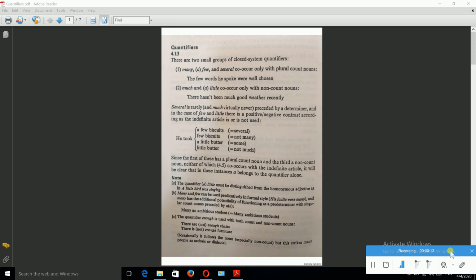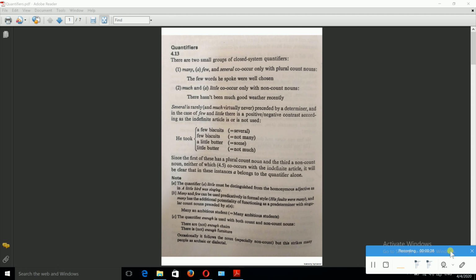وصلنا إلى موضوع Quantifiers. Yes, let us get started. There are two small groups of closed system quantifiers. One, many, okay, and its friends, and much and its friends. Many, a few, and several co-occur only with plural nouns, count nouns.